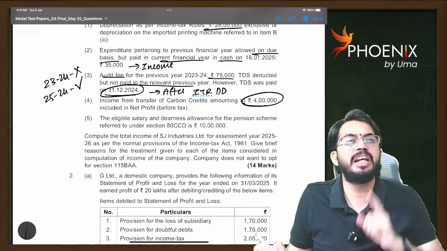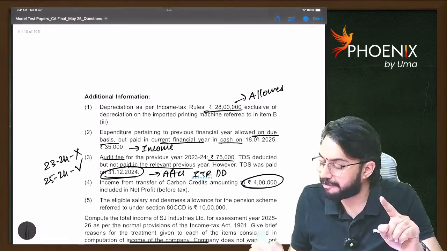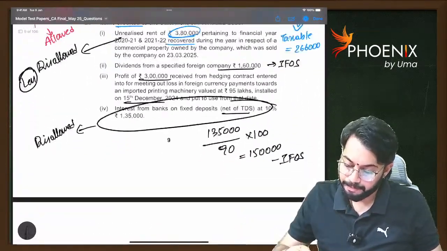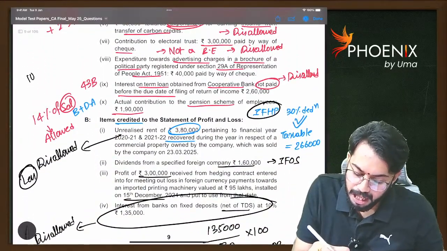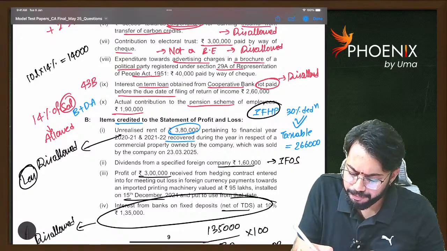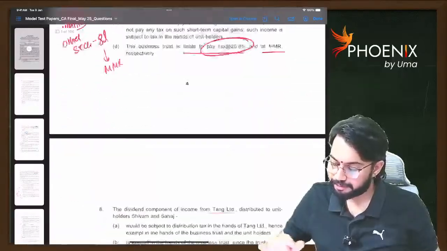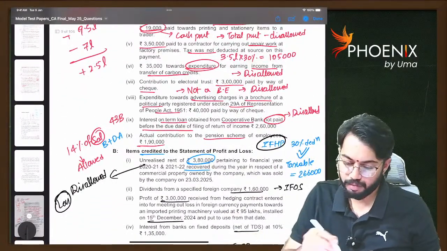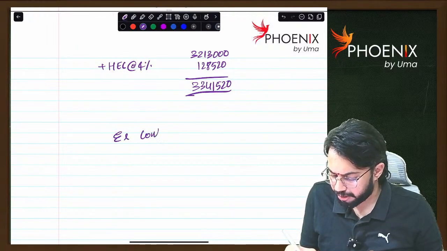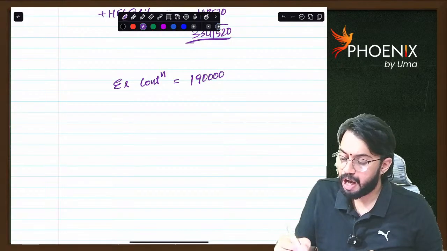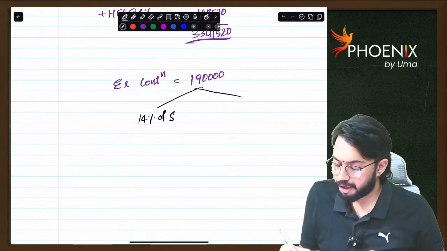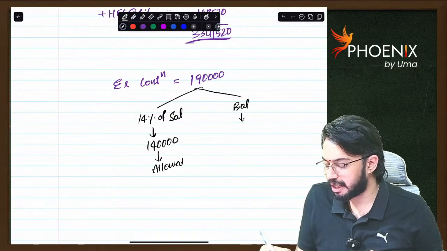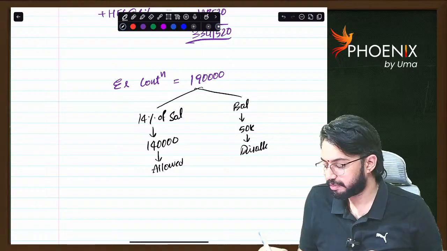Income from transfer of carbon credits, I think 115BBF. Okay, taxable at the rate of 10% flat. No deduction is allowed. Yeah, eligible salary and dearness allowance for the pension scheme is 10 lakh rupees. Let's come back to this concept. 10 lakh into 14%, how much? 1,40,000. How much is the employer contribution? 1,90,000. Now, employer contribution is 1,90,000. Out of 1,90,000, how much is 14% of salary? 14% of salary is 1,40,000. That is allowed as reduction. Whatever balance 50,000 is there, that is to be disallowed. Okay.